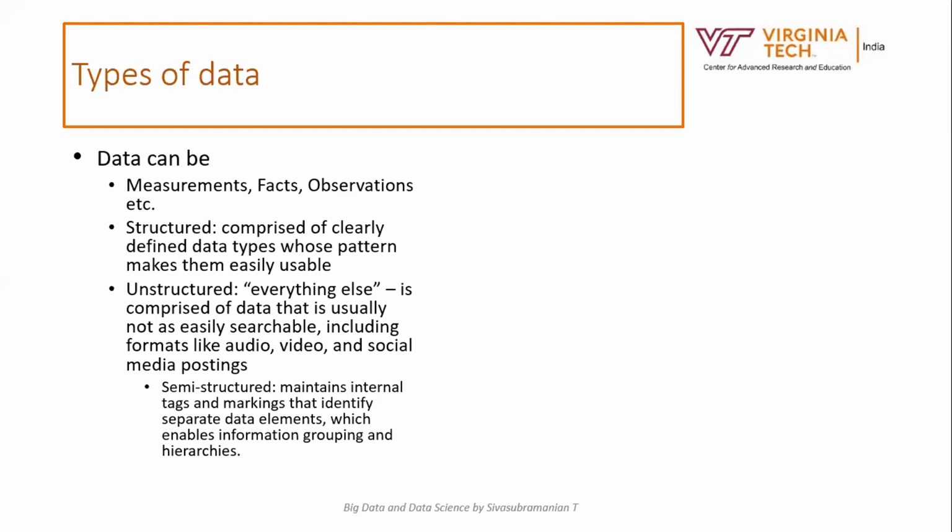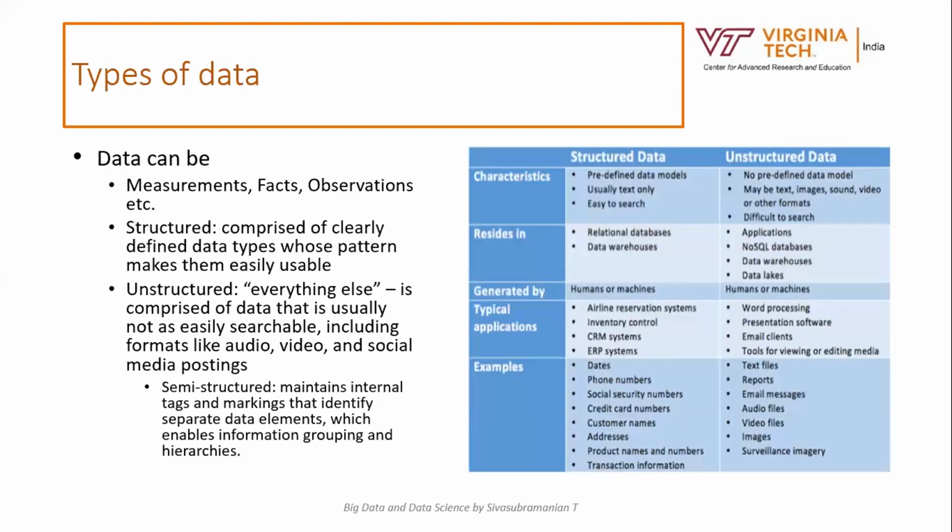So semi-structured is basically something in between, neither fully structured nor fully unstructured. Some portions or some part of the data is structured and some part is not structured. So that is called semi-structured data. Here is an example chart which talks about what is structured data and unstructured data. We'll talk about the characteristics of each of these things.